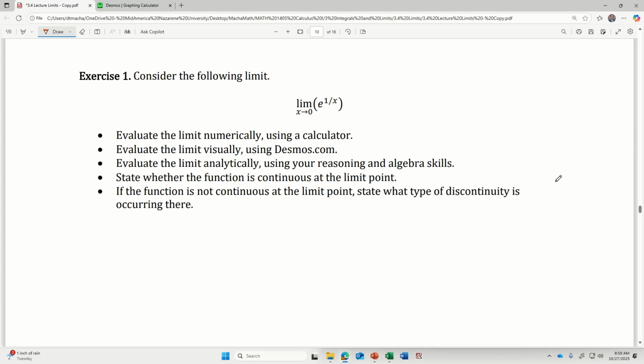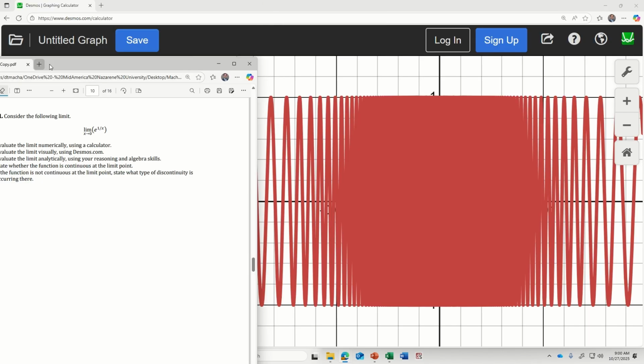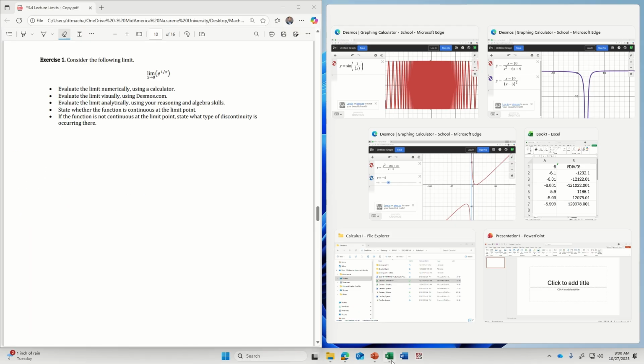Consider the following limit. We're taking a limit as x approaches 0 of e to the 1 over x. And you can always try to plug in x equals the limit point and see what happens, but that's no good because I can't divide by 0. Let's do this numerically first. Let's first try to evaluate this limit numerically by plugging in some values into the calculator. See what we get.